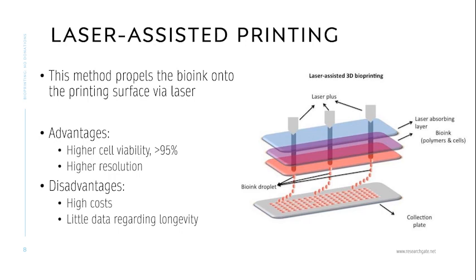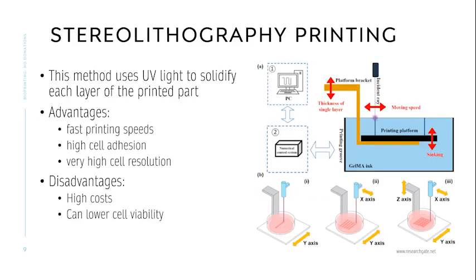The last method that we will be going over is stereolithography printing. This is very similar to 3D resin printing, and it utilizes UV light to solidify the structure that is being created. Just like other forms of bioprinting, it uses bioink as the medium in which it creates the structures. The advantages of stereolithography are fast printing speeds, high cell adhesion, and extremely high cell resolution. The downside to using this method is the high cost, and the cell viability can lower due to UV exposure.